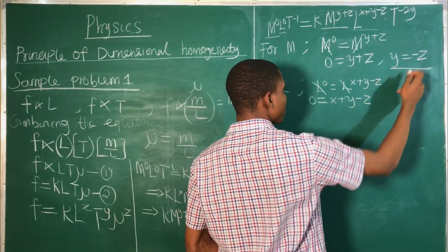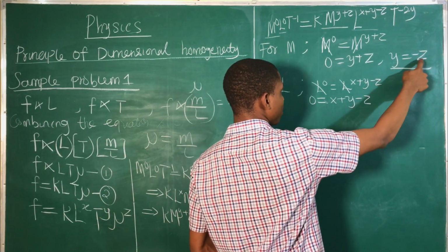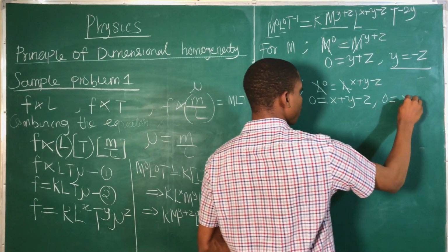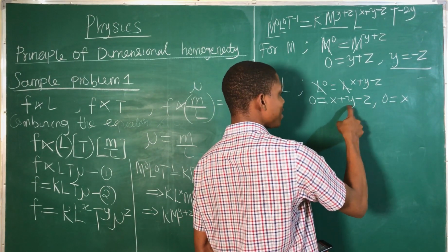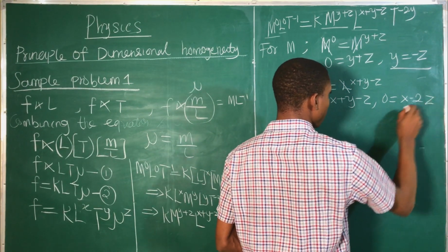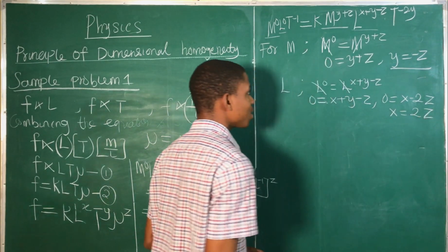But we know that Y and Z are the negative of both, so we can represent Y as negative Z. So when we do that, we have that 0 is equal to X plus, of course, we said that Y is negative Z, so we're having negative Z, which equals negative 2Z. So therefore, we can have that X is equal to 2Z. So that's the concept.